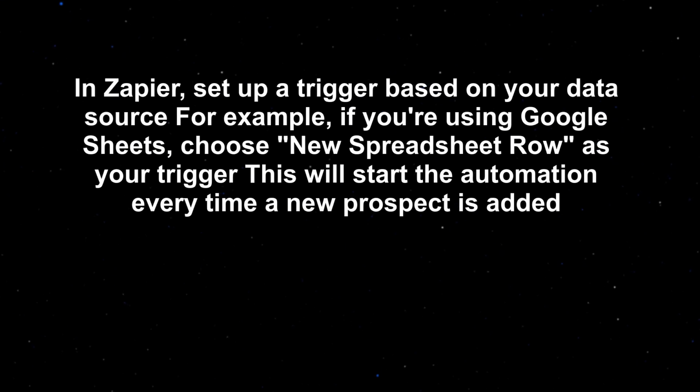In Zapier, set up a trigger based on your data source. For example, if you're using Google Sheets, choose New Spreadsheet Row as your trigger. This will start the automation every time a new prospect is added.